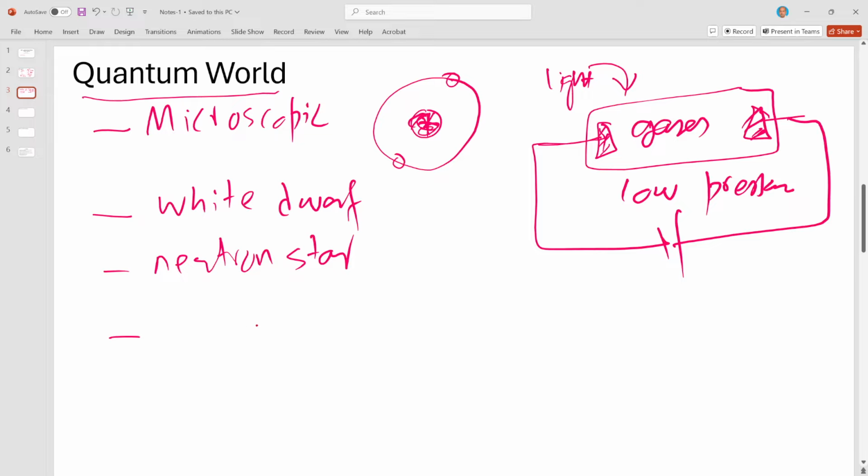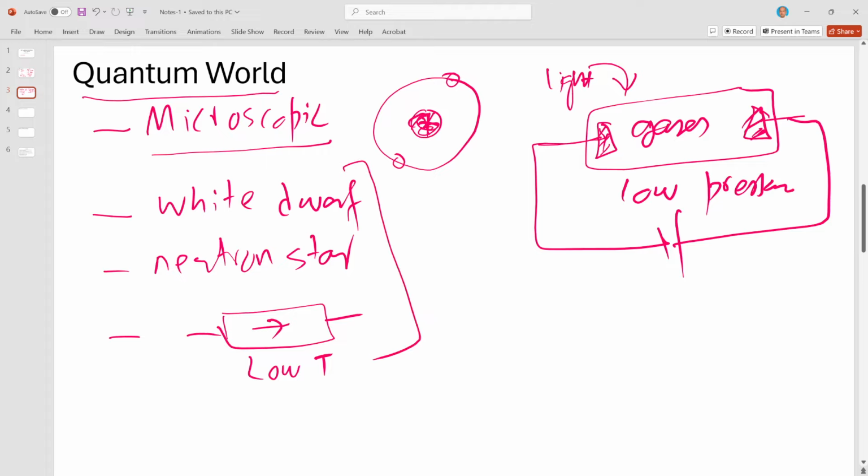For example, if I have a superconducting material, which is generally a material which has been cooled down to a very low temperature, its properties, even though it's a macroscopic object, are only understood in terms of the laws of quantum physics. So we mostly use quantum physics to explain the microscopic world, but sometimes even the macroscopic world's description and understanding requires quantum physics.